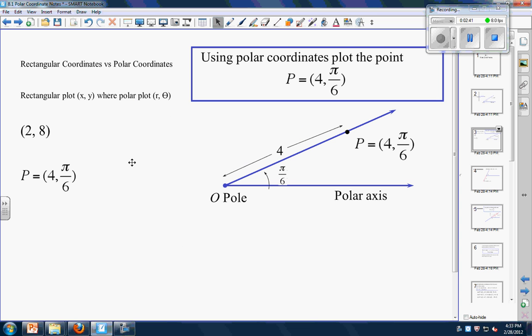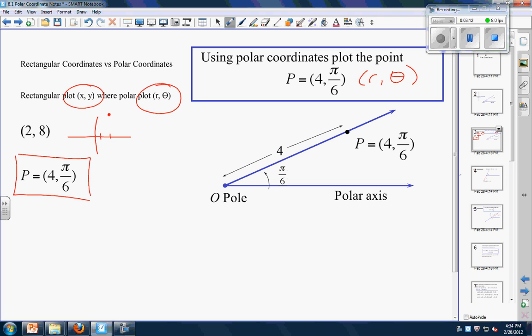Now, if I ask you guys to graph 2, 8 here, we want to look at comparing rectangular versus polar. So we said rectangulars are x, y's. 2, 8, you'd go over 2, you'd go up 8, you'd plot a point. Okay? If it's in polar form, it's going to look like this: 4 comma pi over 6. Anytime you see something in polar form, it's an r comma theta. So when I look at this, you have to think about what's my r, what's my theta. I'm going a radius of 4 in a pi over 6 direction.